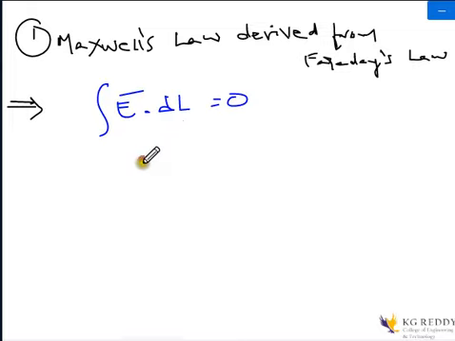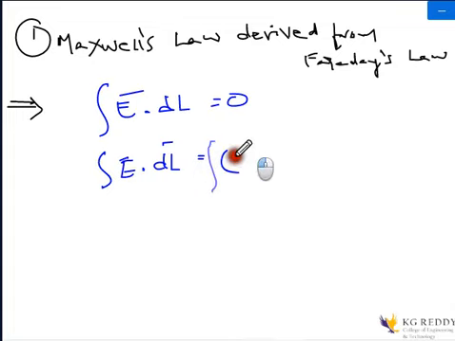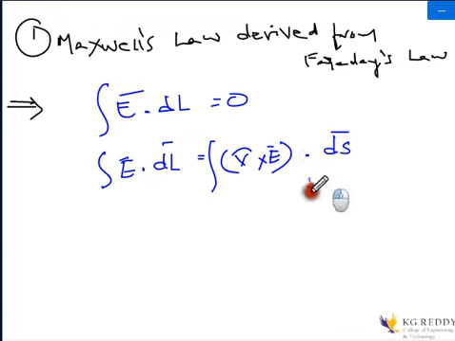As you know, if we apply the Stokes theorem, we convert the line integral into a surface integral. So this can be written as the integration of E dot dl, which is equal to the integration of curl of E bar dot ds bar. So this is from the Stokes theorem, which always says that the line integral can be converted into the surface integral.